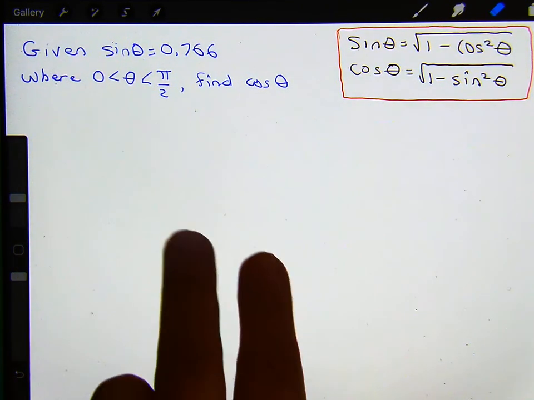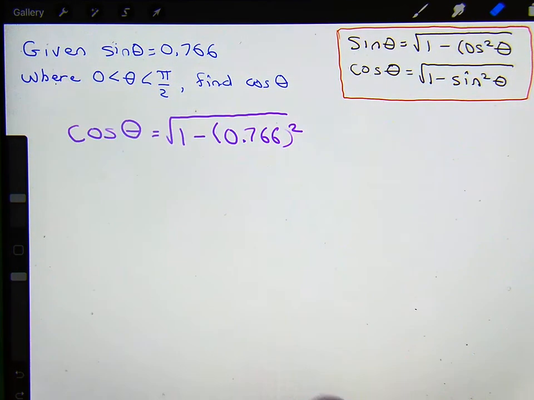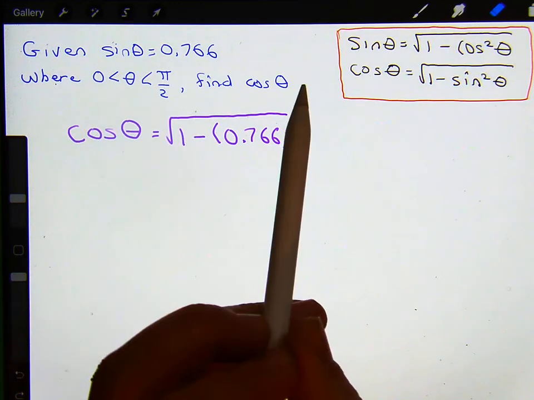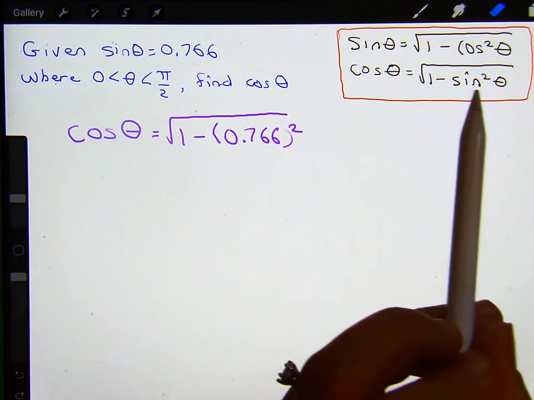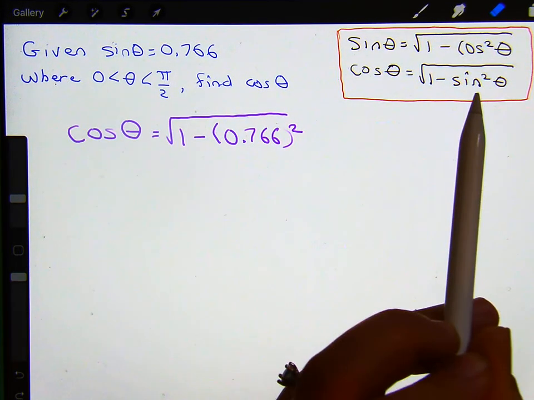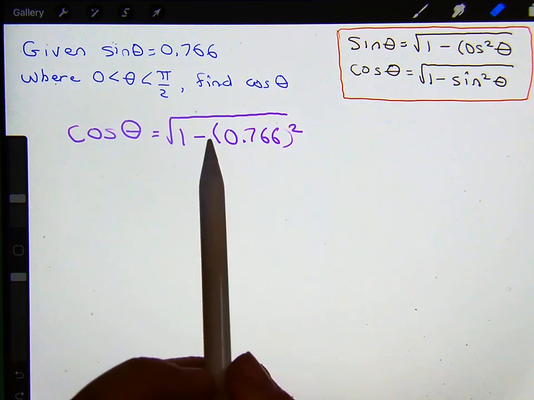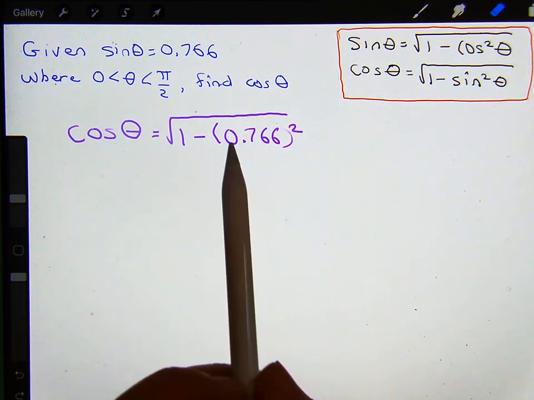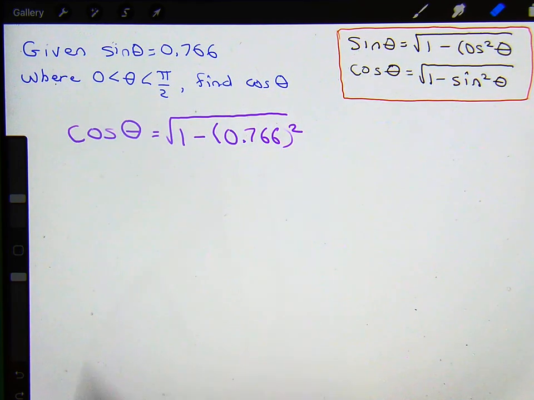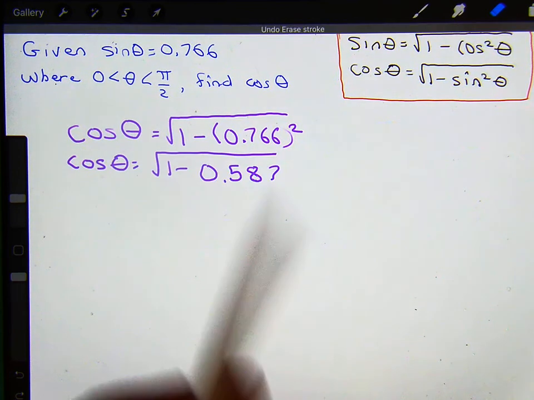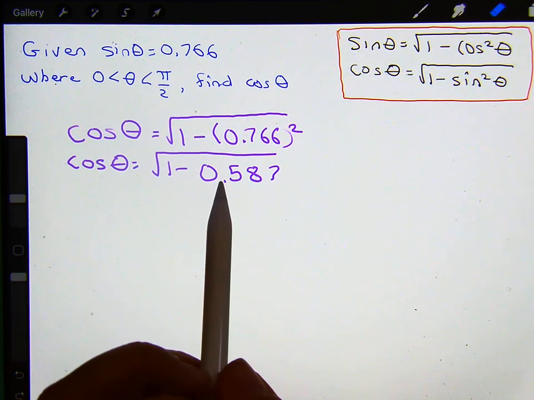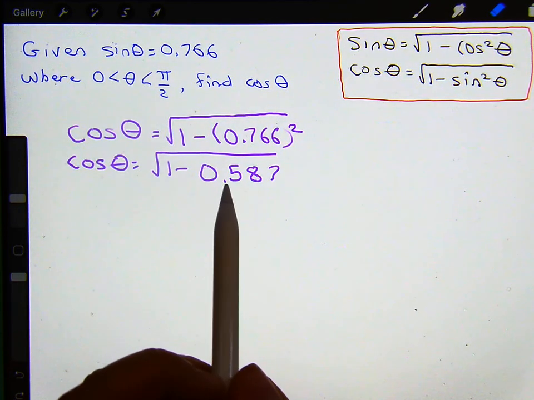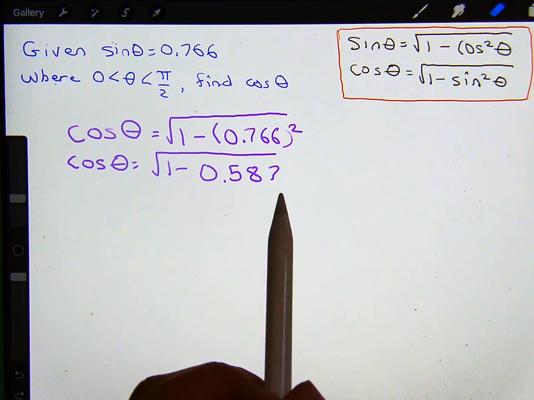And so we are going to take that information, and since we're looking for cosine, we're going to take our sine, here's my formula, and substitute it in. So it's just the radical of 1 minus our value of sine squared. We're going to square it, and that will get us 0.587.